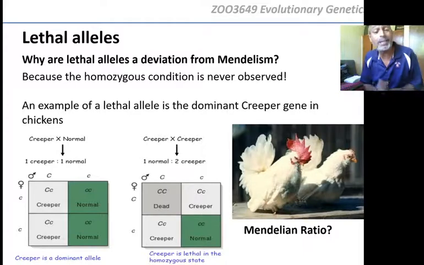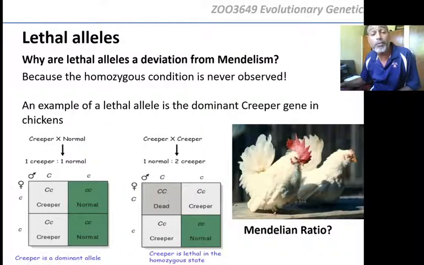Except what? Big C, big C is lethal. It's dead. So you're coming to that population, you're counting all the chickens, and you're counting all the genotypes. You're not going to see any homozygous big C. So if you encounter a problem like that in your practical guide, assume the homozygote genotype frequency is 0, because it's not there. It's dead. That combination of big C is lethal, and those chickens never get born.